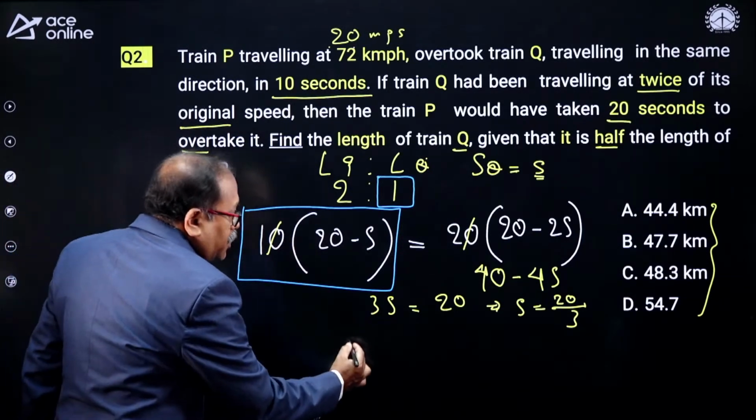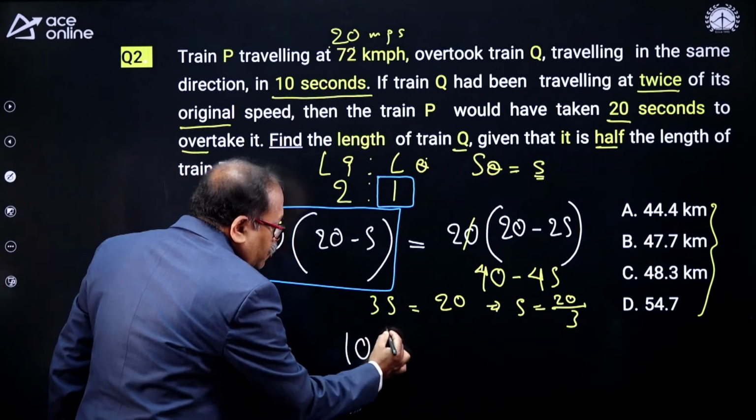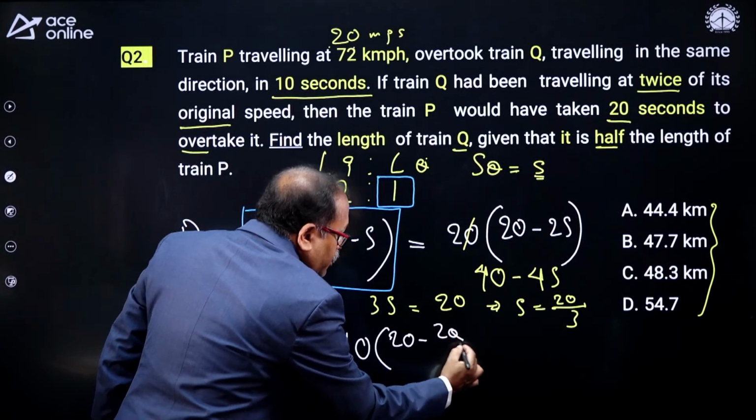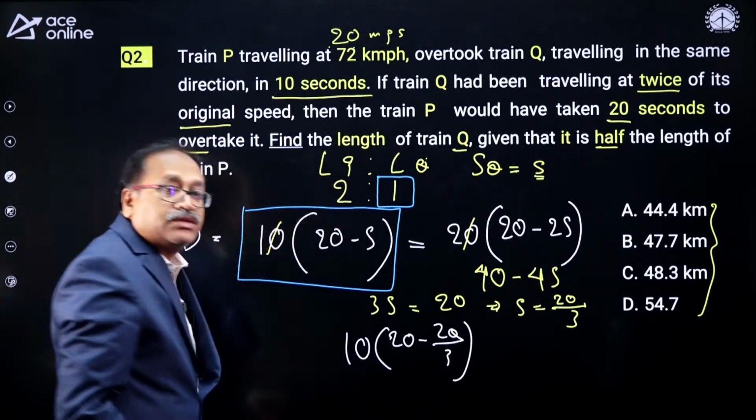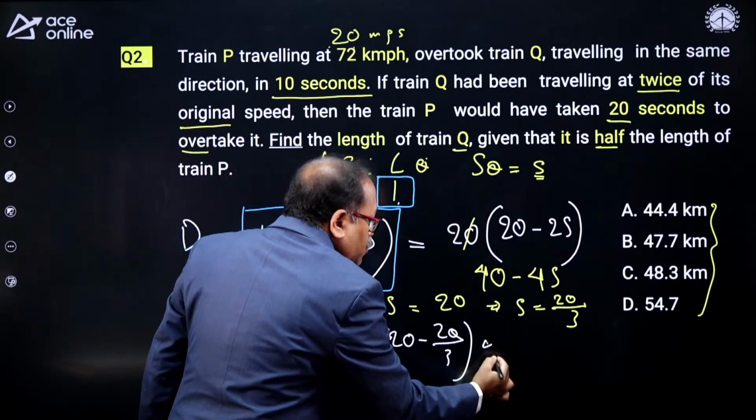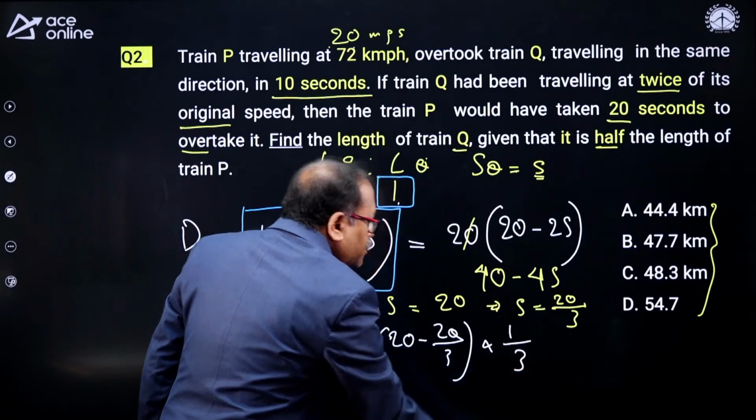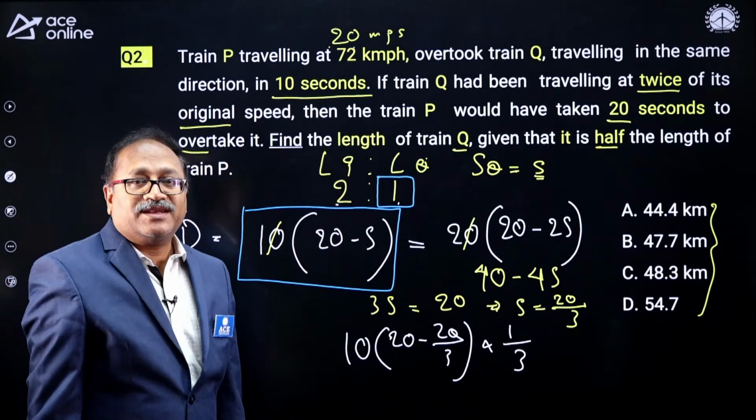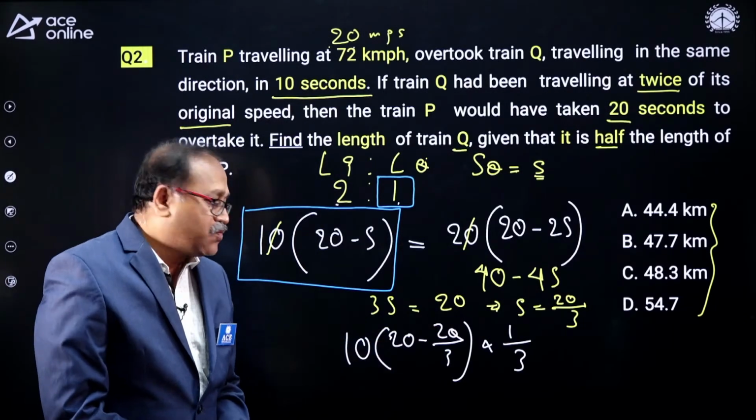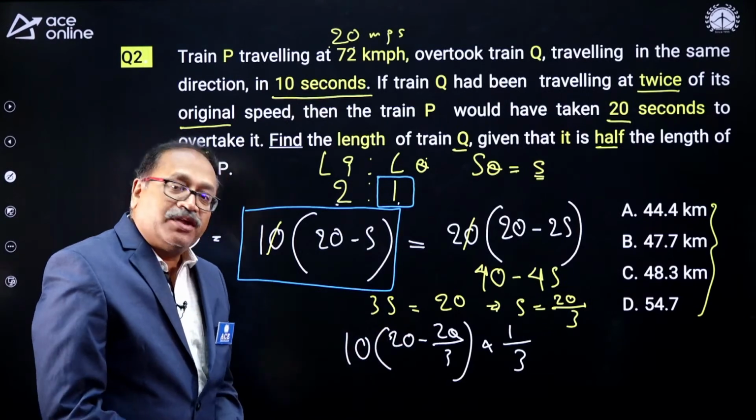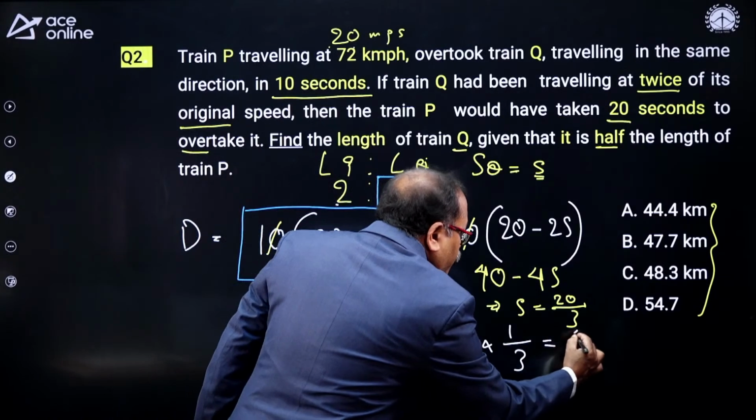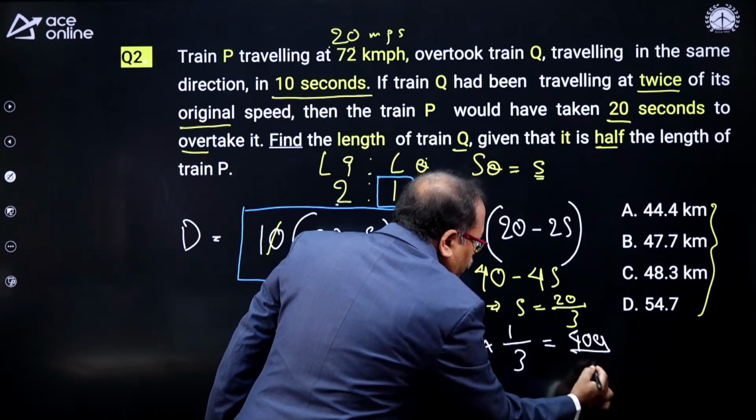So here it is 10 into the total distance, 10 into (20 minus S), where S is 20 by 3, is the total distance. Now I need one part of the distance out of the total 3 parts, so into 1 by 3. You got the answer. Here you notice there is 60 minus 20 is 40, 40 into 10 is 400, and 400 divided by 9. So finally my answer should be 400 divided by 9.